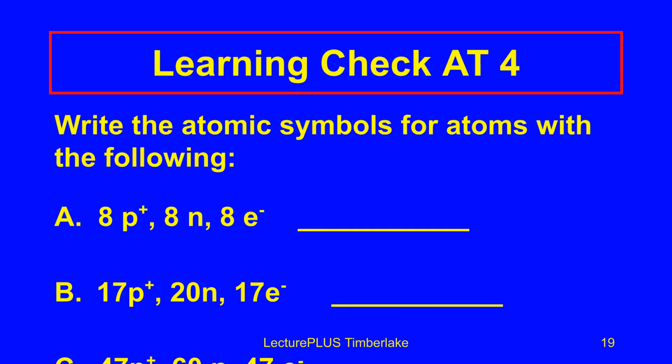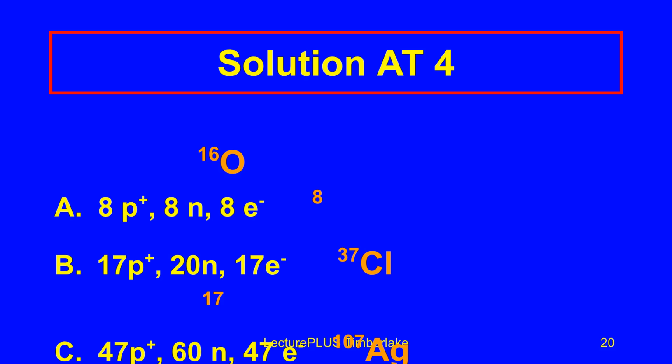Now, try writing the atomic symbols for atoms with the following compositions: 8 protons, 8 neutrons, 8 electrons; 17 protons, 20 neutrons, 17 electrons; and 47 protons, 60 neutrons, 47 electrons. The atomic symbols are as follows. For 8 protons, 8 neutrons, 8 electrons, it's oxygen-16. For 17 protons, 20 neutrons, 17 electrons, it's chlorine-37. For 47 protons, 60 neutrons, 47 electrons, it's silver-107.